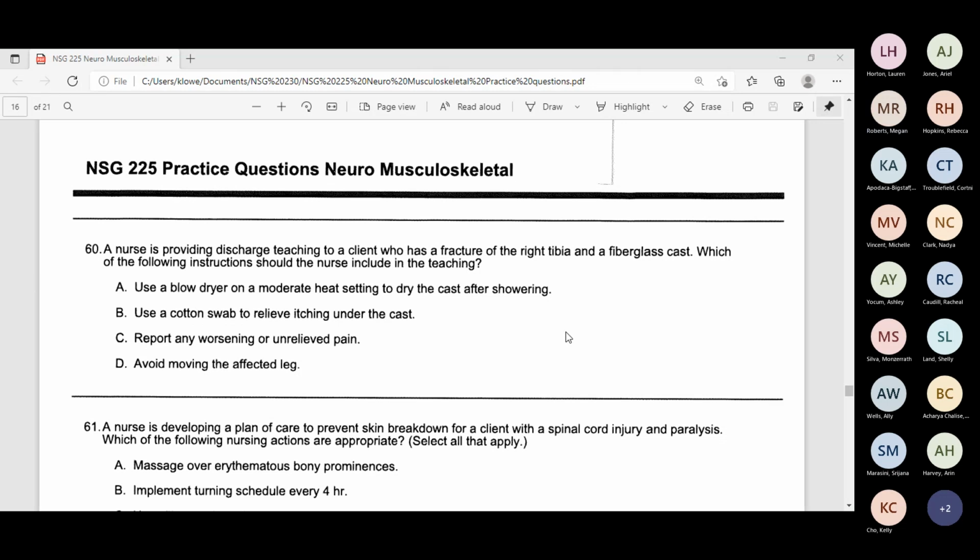Nurse is providing discharge teaching to a client who has a fracture of the right tibia and a fiberglass cast. Which of the following instructions should the nurse include in the teaching? So which one's correct? C, report worsening pain. Yes, report any worsening or unrelieved pain. We want them to move the affected extremity. We don't want them to stick anything in the cast, and a blow dryer on moderate heat could damage that fiberglass cast.